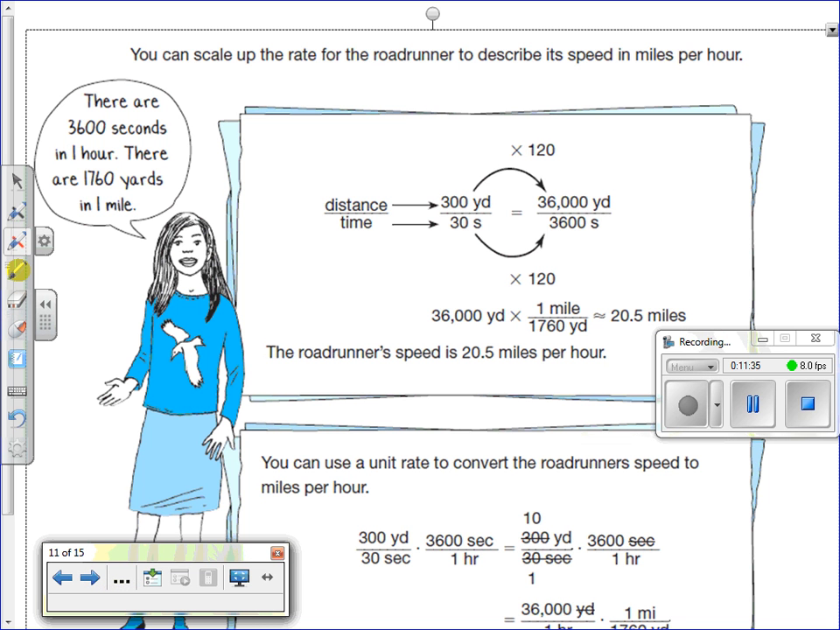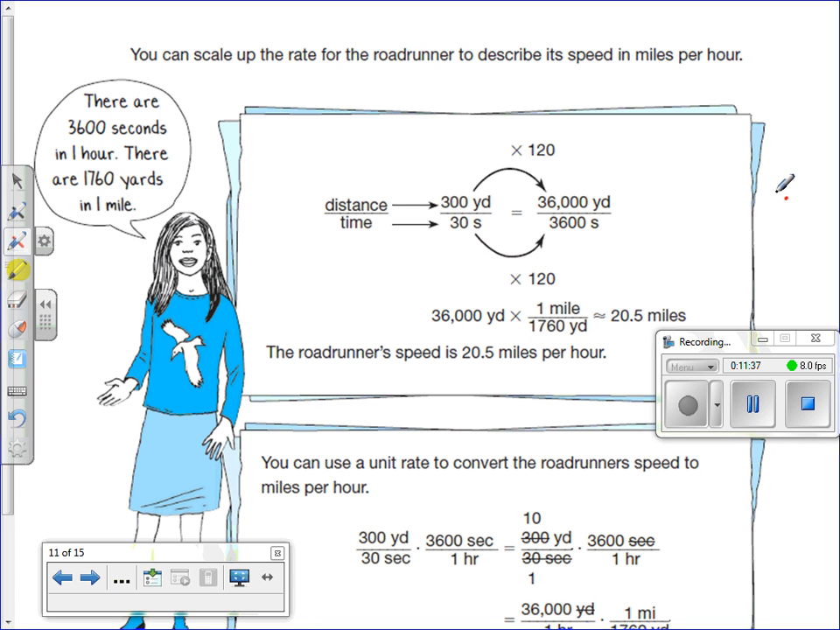You can scale up the rate for the Roadrunner to describe its speed in miles per hour. So again, they're doing the same thing. We know that 30 seconds, if we wanted to scale it up by multiplying by 120, that would give us our 3,600 seconds, and then 300 times that 120 would give us the 36,000 yards. So the equivalent would be the 20.5 miles per hour.